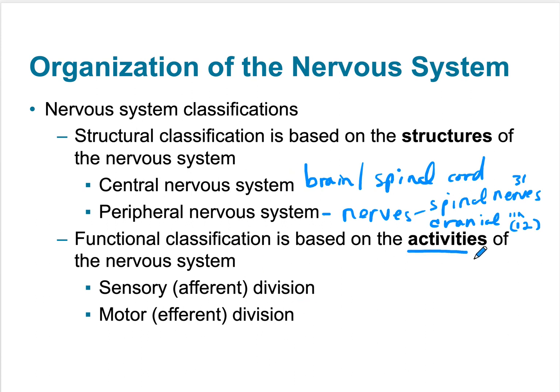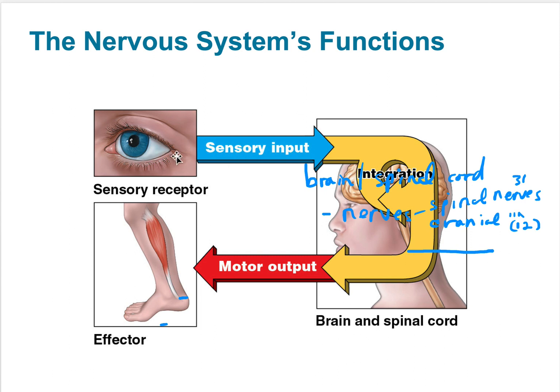This is based on activities, okay? We have something called the sensory division, also called the afferent division. We have something called the motor division, called the efferent division. And if we go back to this picture right here, you can see this is where sensory, so this would be our sensory system, okay, or our afferent.